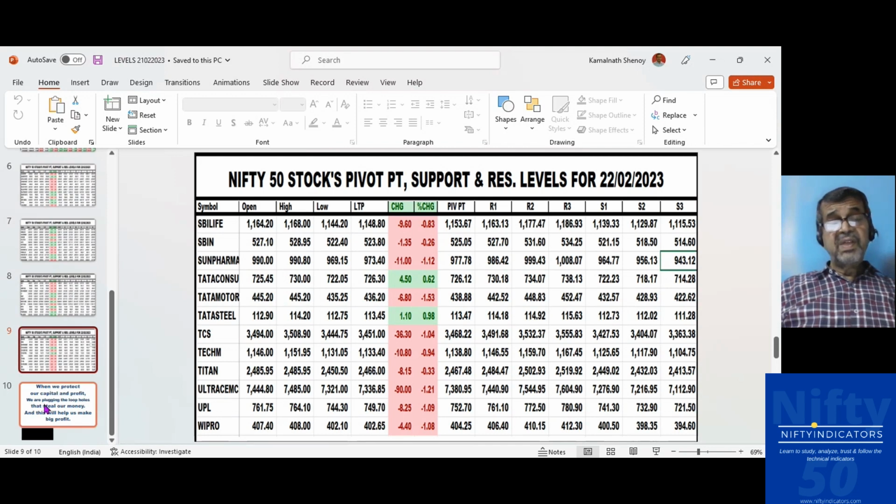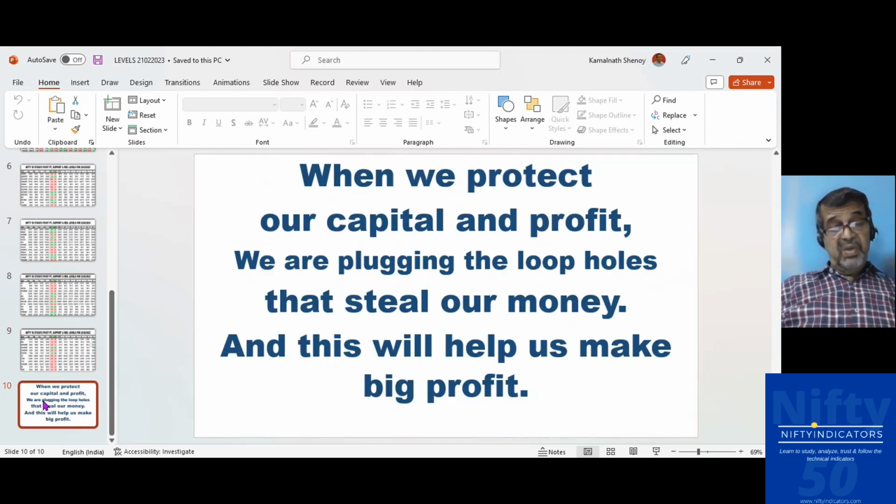These are important things we must do, because we must protect our capital and profit, because when we do that, we are plugging the loopholes that are stealing our capital and profit, and this will help us make big profit. That is the way to do it. Because you see, if we have money in our pocket, we can always come back and trade another day. That is why we must protect our capital.